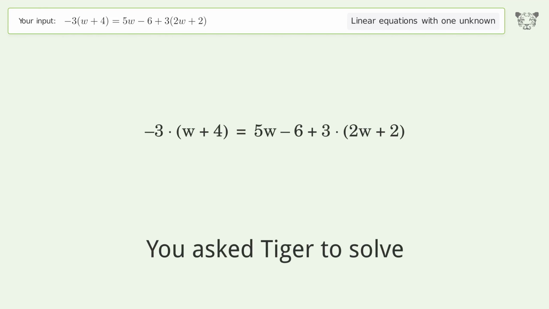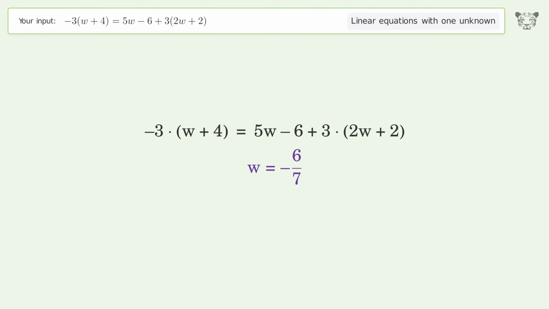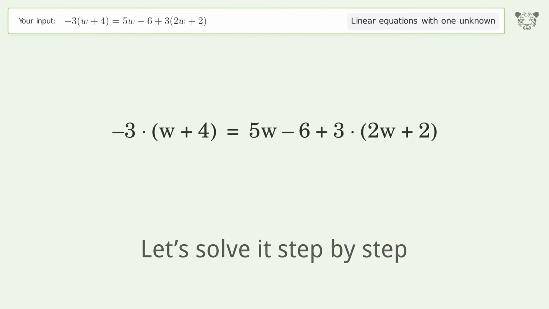You ask Tiger to solve. This deals with linear equations with one unknown. The final result is w equals -6/7. Let's solve it step by step.